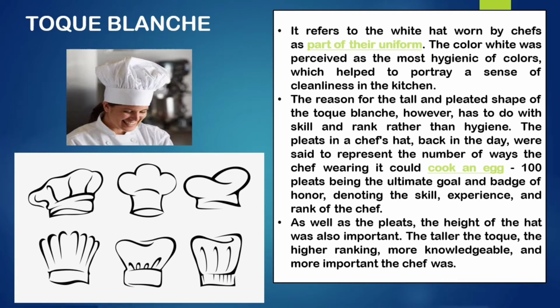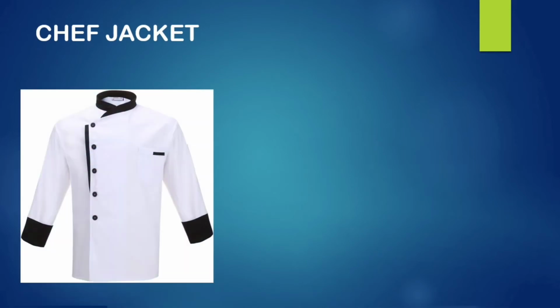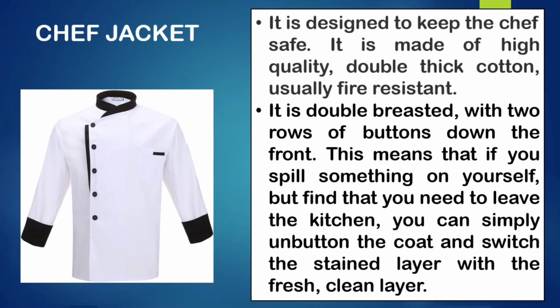As well as the pleats, the height of the hat was also important. The taller the toque, the higher ranking, more knowledgeable, and more important the chef was. Chef jacket. It is designed to keep the chef safe. It is made of high-quality, double-thick cotton, usually fire-resistant. It is double-breasted with 2 rows of buttons down the front. This means that if you spill something on yourself but find that you need to leave the kitchen, you can simply unbutton the coat and switch the stained layer with a fresh, clean layer.